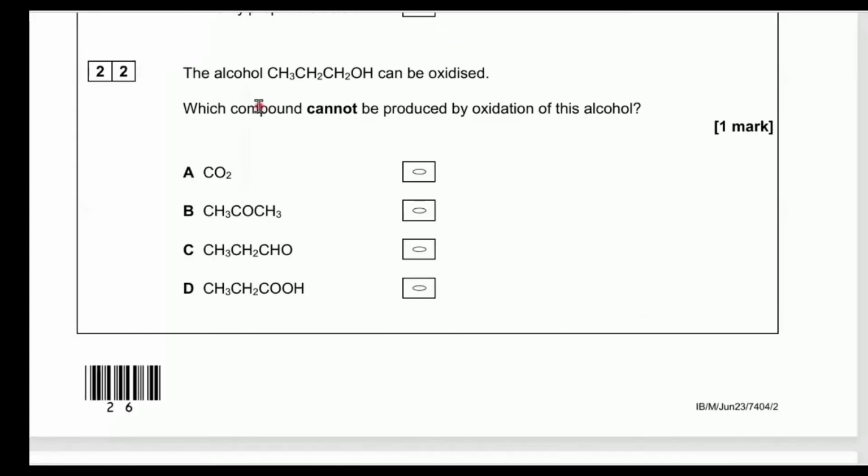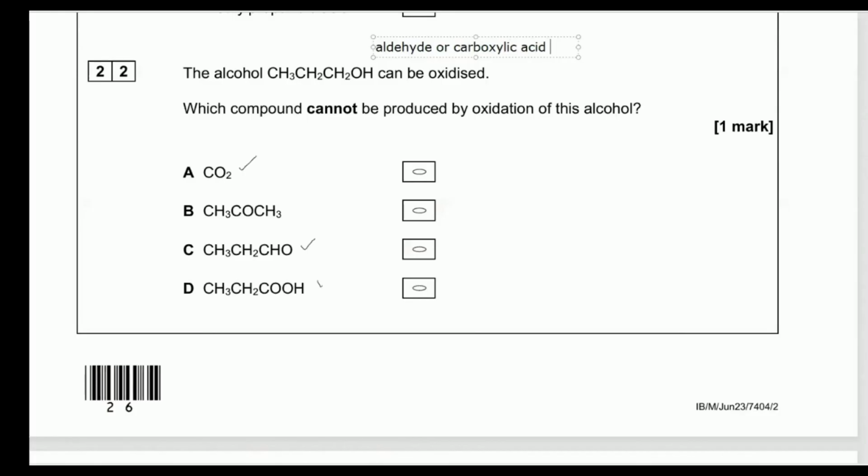Question 22, pause the video, have a go, all that jazz. The alcohol over here, CH3CH2CH2OH, can be oxidized. Which compound cannot be produced by oxidation of this alcohol? So is that butanol? No, that's propanol. If you burn propanol, you're technically oxidizing it. It's combustion, and you're going to release carbon dioxide. So you can make carbon dioxide by adding oxygen to it when you burn it.